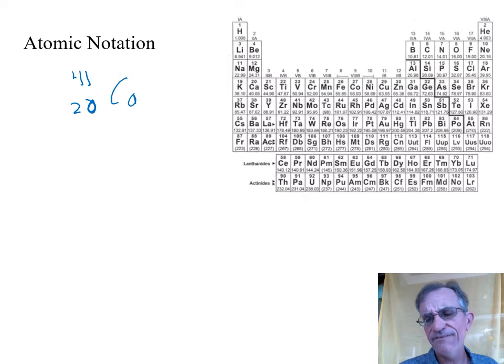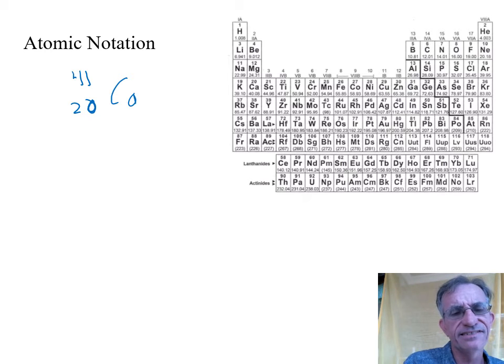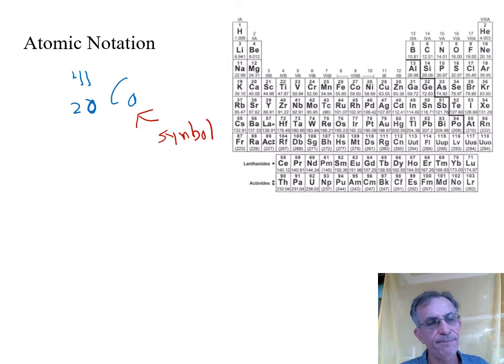Now, all the stuff is standardized. All this stuff is always in the same spot. So first thing you're going to see is the symbol of the atom. So in this case, the symbol is Ca. So the symbol is always on the right-hand side. So in this particular example, I'm thinking about a calcium atom. That's what Ca stands for after all, right?